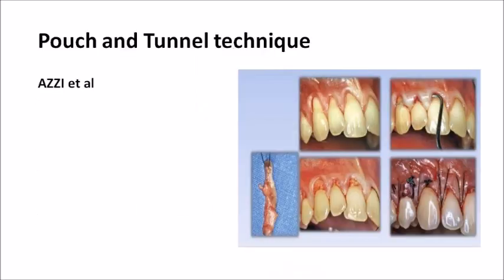Next technique is called pouch and tunnel technique. It was given by Robert Azzi et al. As it is clear from the figure, we create a pouch under the papillas. You can see the pouch is created and the instrument is passing through a tunnel that we created. Then through this tunnel, you can see a connective tissue graft is passed and we displace the tissue coronally and it is sutured. So by now I think you will be clear with the indication. For multiple recession, usually we use the pouch and tunnel technique, but it can also be used for single tooth recession.